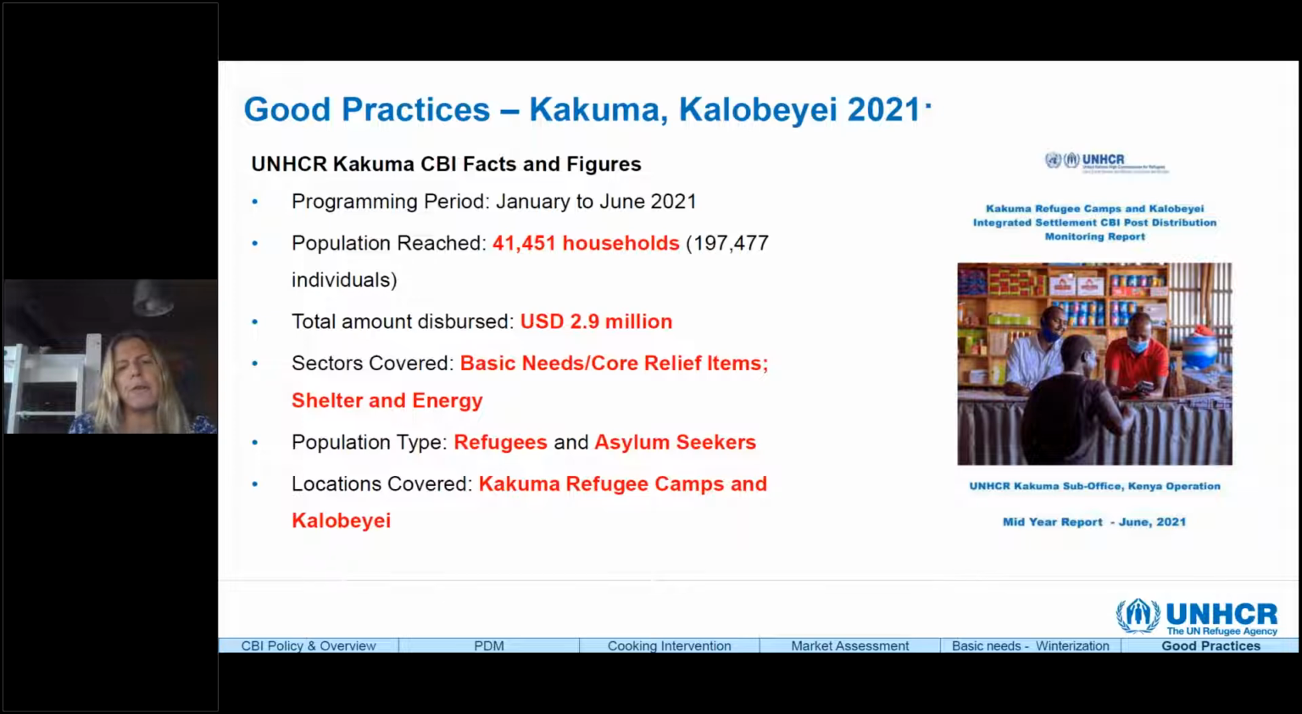So we have some good practices. I think Kakuma was already mentioned as a good practice, but it is indeed very interesting to look at the figures. This was exactly a cash for basic needs approach. We gave cash for basic needs. We targeted some 41,000 households with 2.9 million. And this was in the Kakuma refugee camps and Kalobeyei. So if we have people online, please come in and correct me if I'm wrong. Next slide, please.